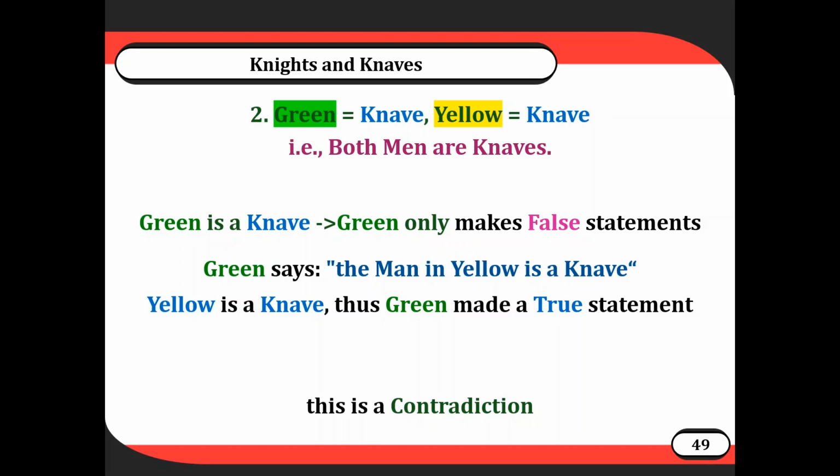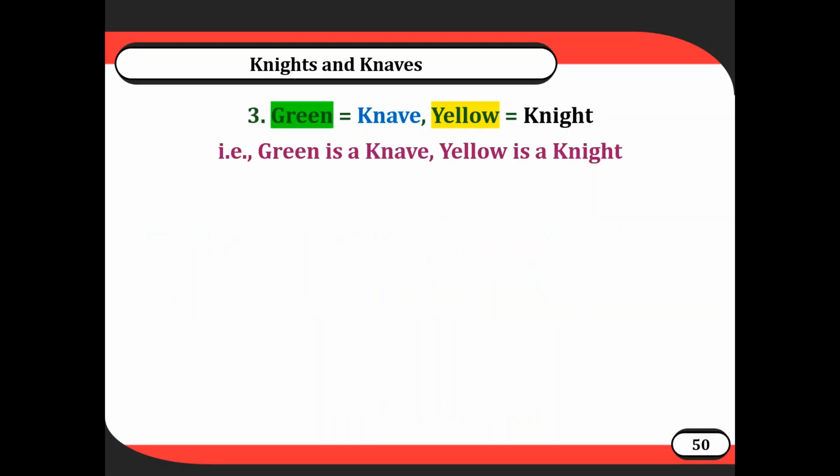If green is a knave, we know that green must only make false statements. However, under our assumptions that both men are knaves, green actually made a true statement. So that's a contradiction because it contradicts the things that we already know. Case 3. Green is a knave and yellow is a knight.